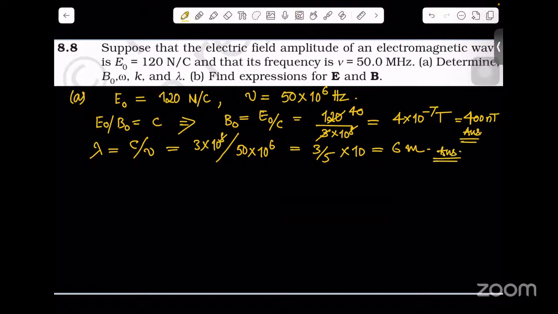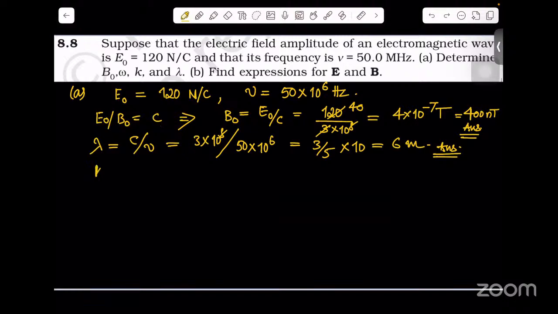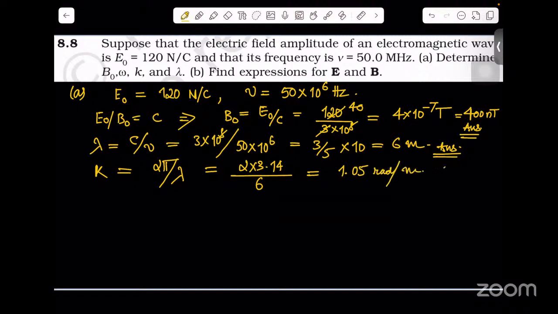Then we have to find the wave number, that is the K. K is wave number, which is 2 pi upon wavelength. 2 into 3.14 upon 6. So if you solve it, this comes out to be 1.05 radians per meter. This is the wave number.